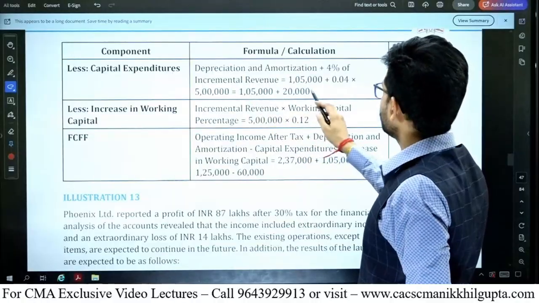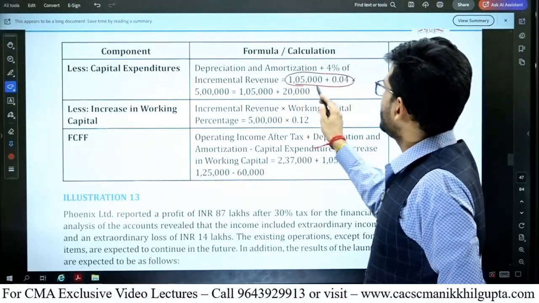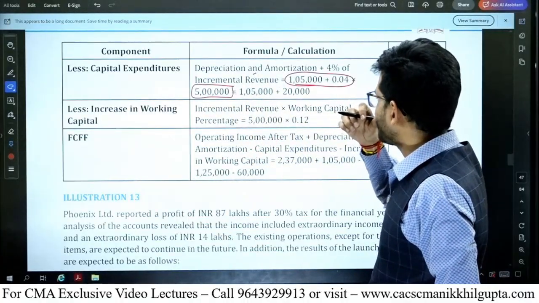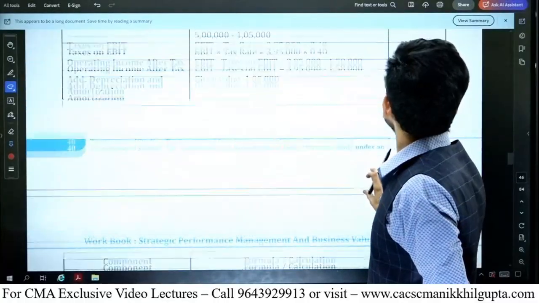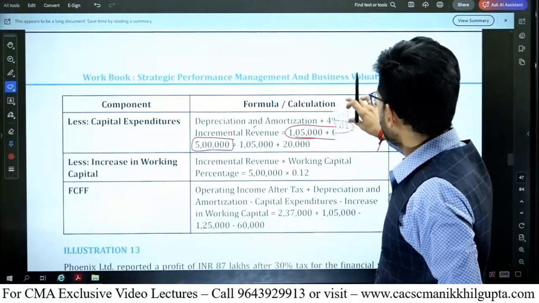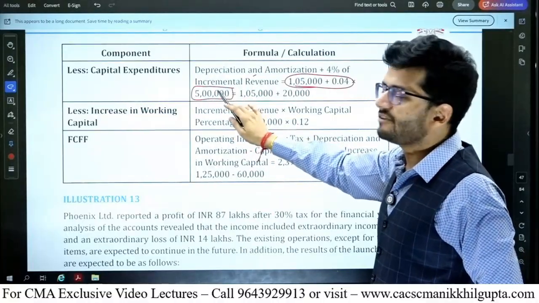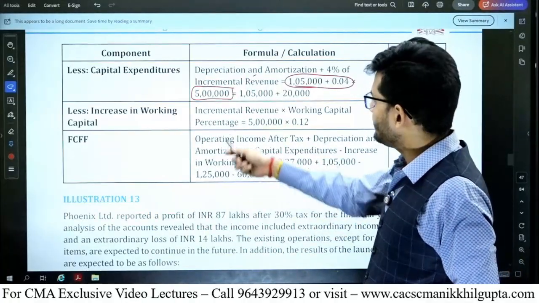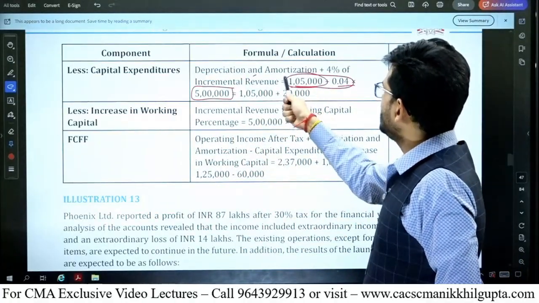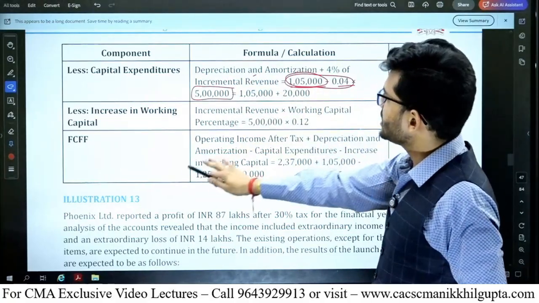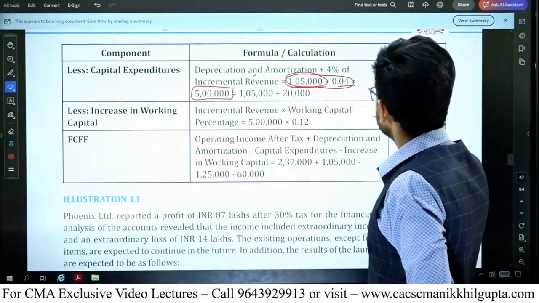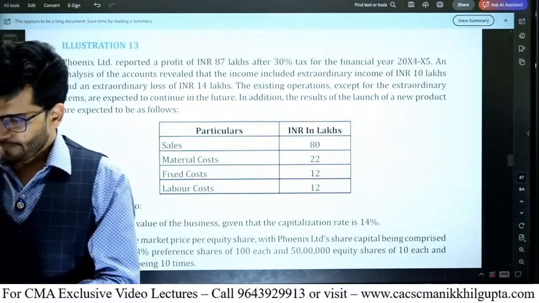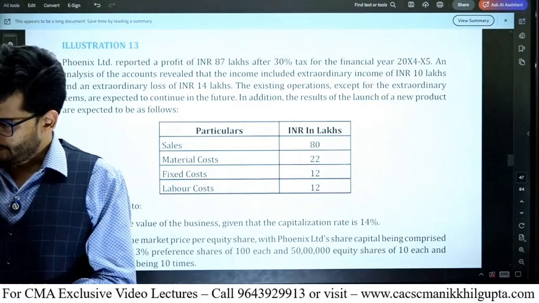We'll subtract the capital expenditure. Capital expenditure is 4% of the incremental revenue plus the depreciation and amortization. Incremental revenue is only 5 lakhs. From 1 crore, it has increased to 1 crore 5 lakhs. So incremental revenue is 5 lakhs. 5 lakh multiplied by 4% plus the depreciation and amortization, that is the capital expenditure which you are going to reduce, and we'll get the FCFF. So the calculation is straightforward, just a little bit of hiccups over here which I have explained. Okay, sir, got it? So this was illustration number 12.